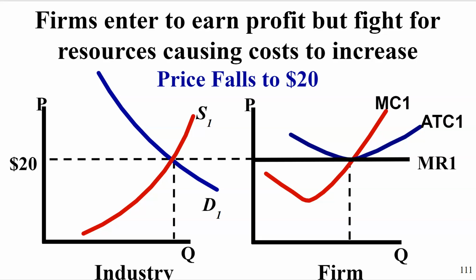So again, now we're back to long run, because MR equals D meets ATC at its minimum. That is the idea of taking us back to long run equilibrium.